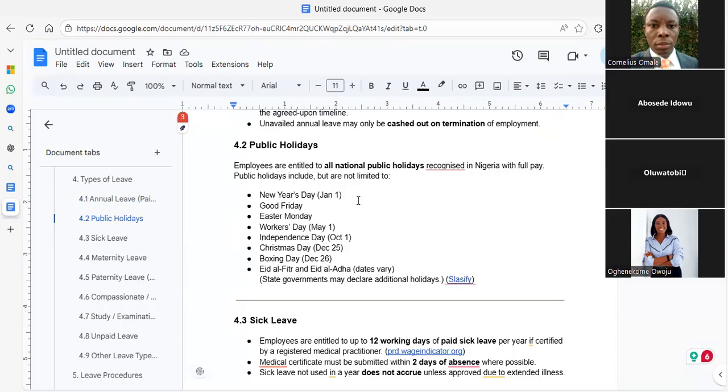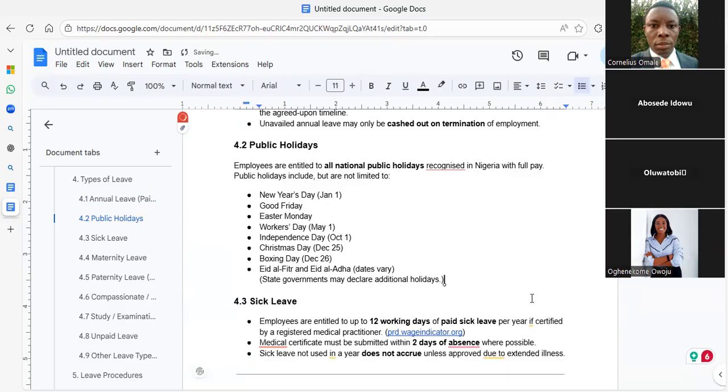New Year's Day, which is January 1, we have Good Friday, Easter holiday, Workers' Day, Independence Day, Christmas Day, Boxing Day, and all the other dates that vary with our Muslim brothers and sisters. The state government may also declare some holidays we have to follow. I don't know whether we are getting this.